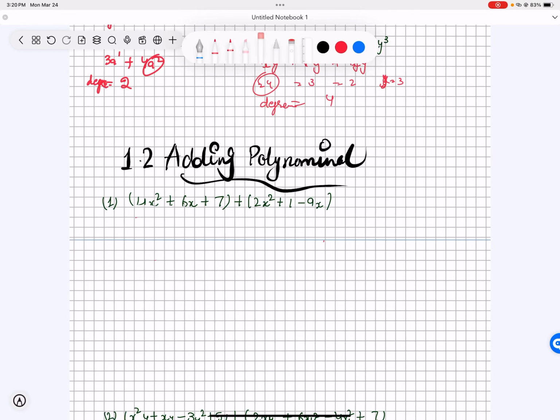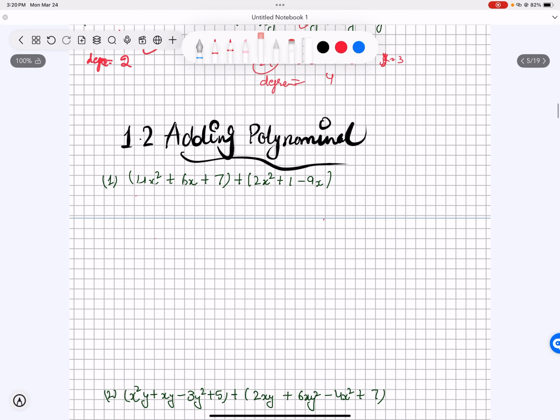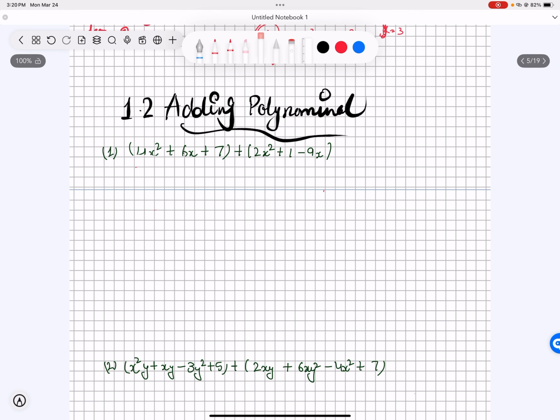So in the last video, I talked about how to find the degrees of the polynomial. And in this part, I will be solving and simplifying the equations for the polynomials. First, we are gonna look at how to do addition in polynomials.